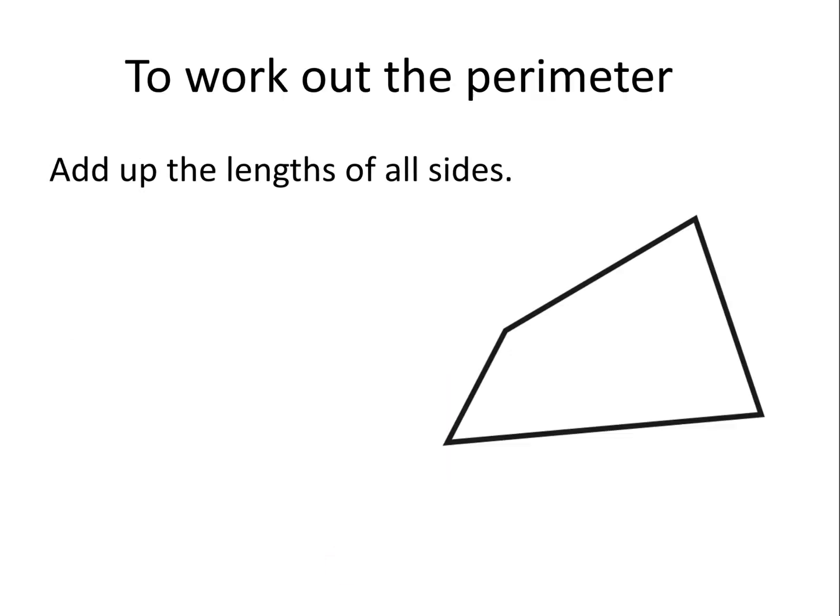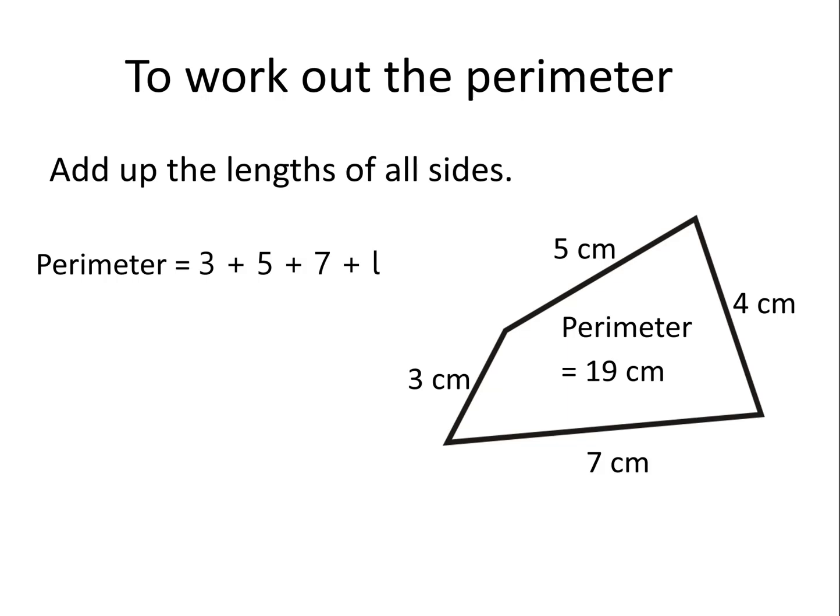To work out the perimeter of this shape here, we'd add up all the sides. So I've got these sides, and the perimeter, I'm told, is 19 centimeters. And I want to work out this side here. Okay, so perimeter would be 3 plus 5 plus 7 plus this one here. My perimeter is 19, and 3 plus 5 plus 7 is 15. 3 plus 7 is 10, plus 5 is 15, plus L. I can take 15 from both sides, and my length, I can see, is 4 centimeters.